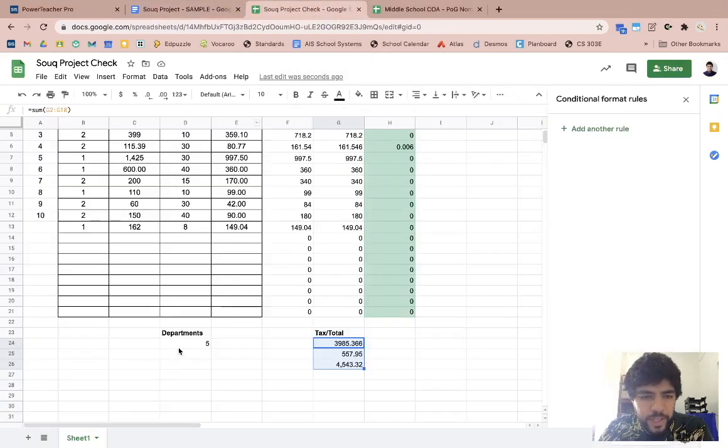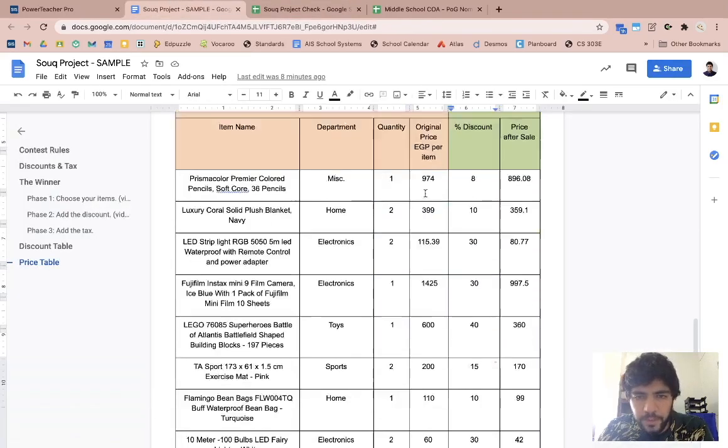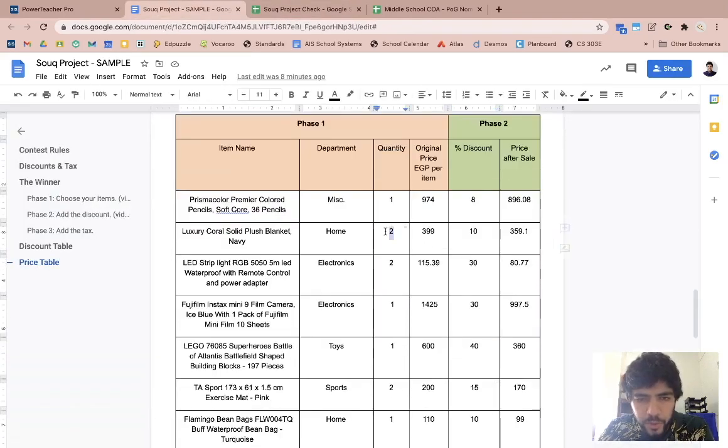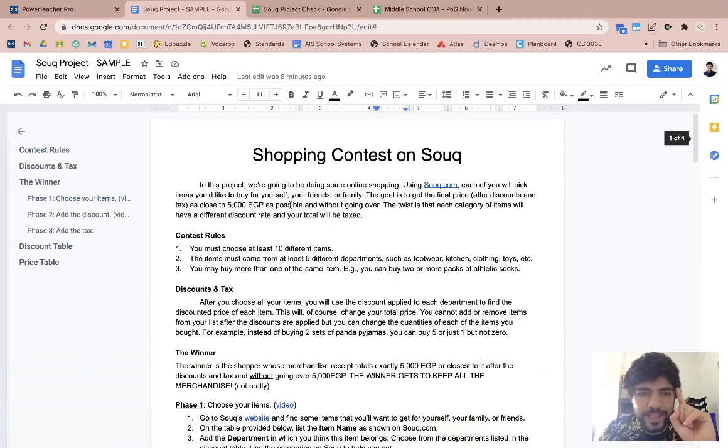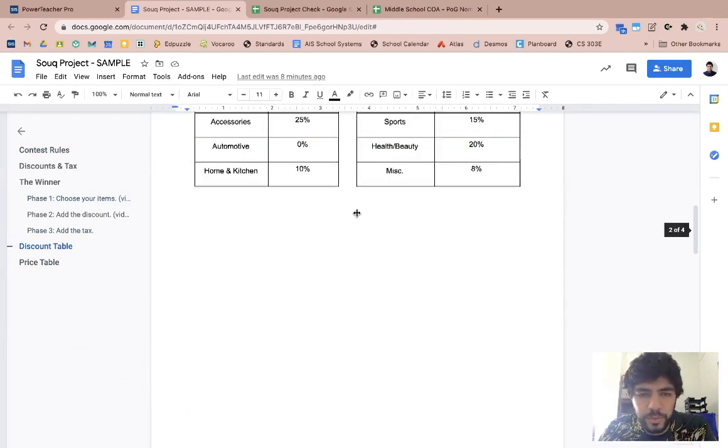I also make sure that you have at least 5 departments. So here there were at least 5 departments used, and there are at least 10 items, or there are 10 items used. Again, you can use more, but at least 10. Okay? If you bought 2 of the same item, that still counts as 1 item. So you have to buy at least 10 different items, as it says in the rules here, just in case you were wondering.